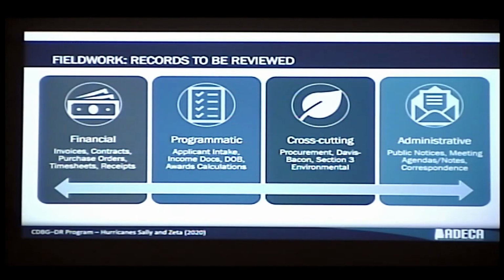Okay? These are the types of records to be reviewed. Financial, that includes invoices, contracts, purchase orders, timesheets, receipts, everything we talked about yesterday. Programmatic, so that's the actual programs themselves: applicants, income verifications, duplication of benefits, award calculations. Cross-cutting, that's stuff like procurement, Davis-Bacon, Section 3, environmental. And then administrative, so public notices, meetings, agendas, notes, correspondence. It could also be hiring, project management, things like that, capacity.